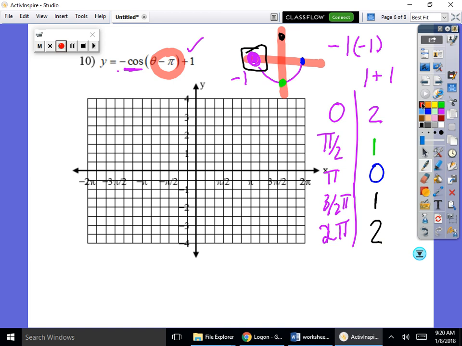So now I can plot my points. So 0, 2, pi over 2 and 1, pi and 0, 3/2 pi, and back up to 2 pi. Makes a pretty wave. Make sure you're rounding it, not sharp edges. Cool?